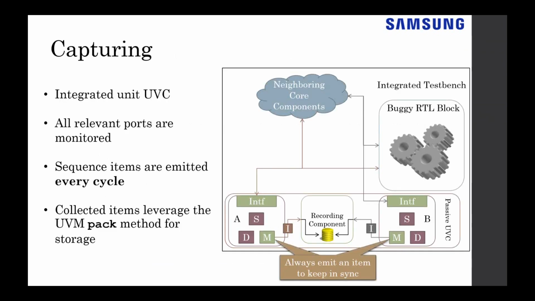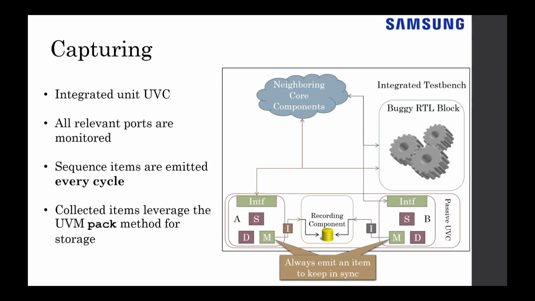So what does it look like to capture these things? The premise here is that we have an integrated UVC. So my unit's UVC was instantiated up at the integration level benches, so at CPU and cluster. So all of the monitoring and everything else was all there. So typical UVM, I have all the sequencer agents and everything else up there, but basically in a passive mode. So all the monitors are still alive, checks are still alive. And you make sure all the ports are actually monitored. So everything interesting for this particular unit at cluster needs to be monitored by my UVC.